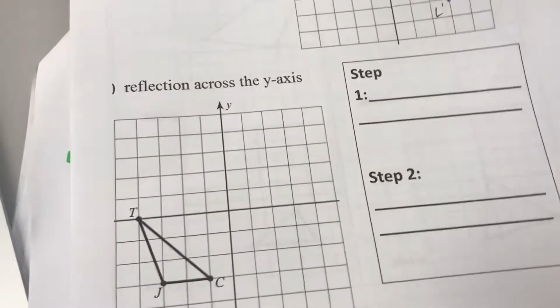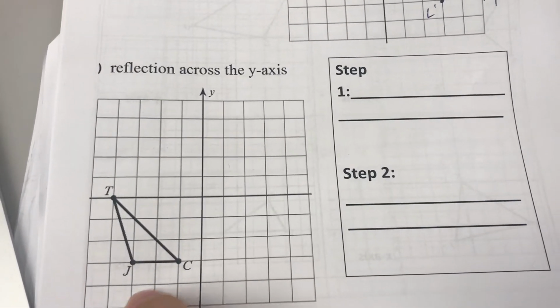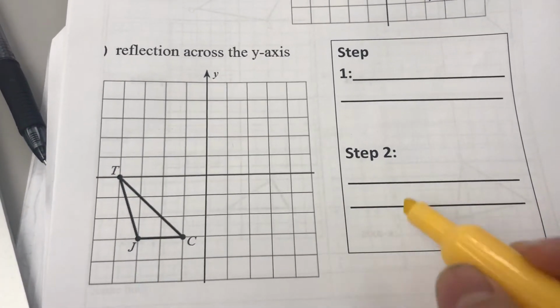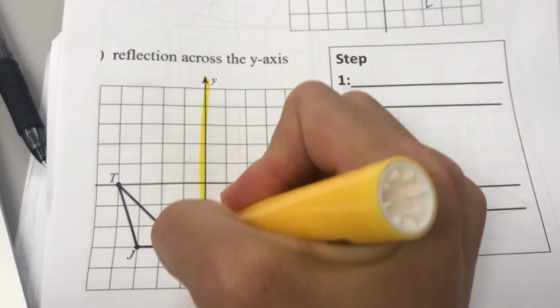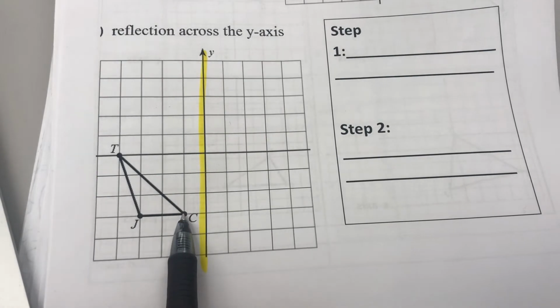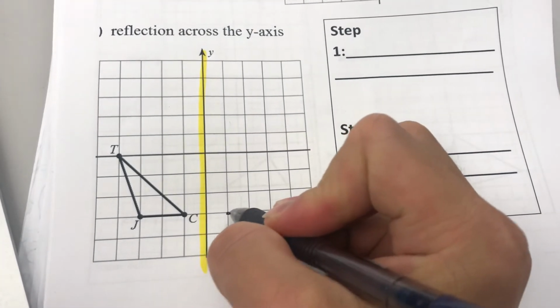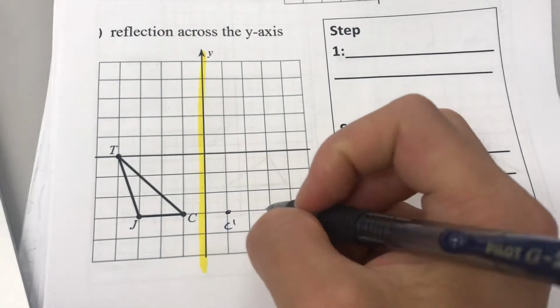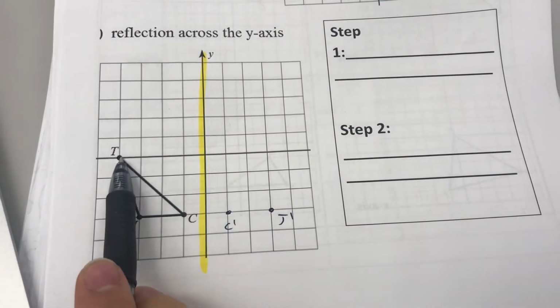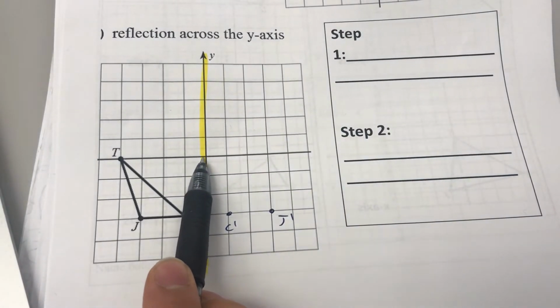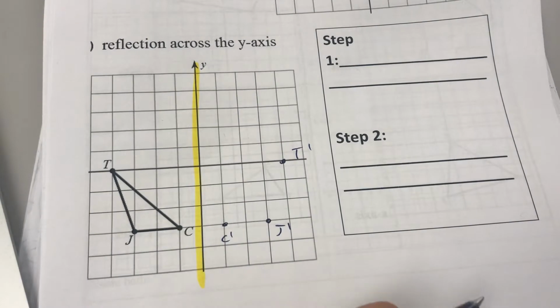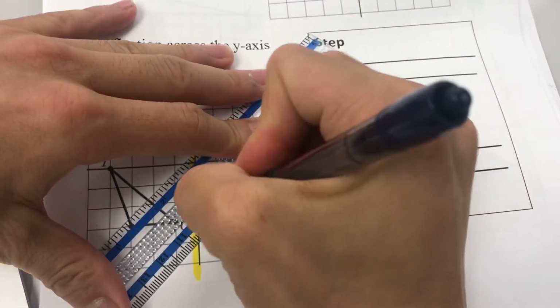Let's take a look at this. How do you reflect off of the y-axis? Well, it's literally the same thing. Take your highlighter, if you have one, and reflect off the y-axis. This is the y, right? So now that you know that's what you're counting towards, C is 1 unit away, so you go 1 unit away. That's C prime. Great. J is 1, 2, 3, so it's 1, 2, 3. That's J prime. And finally, T is 1, 2, 3, 4, so you go 1, 2, 3, 4. That's T prime right there. And then you connect the dots. And here we go.